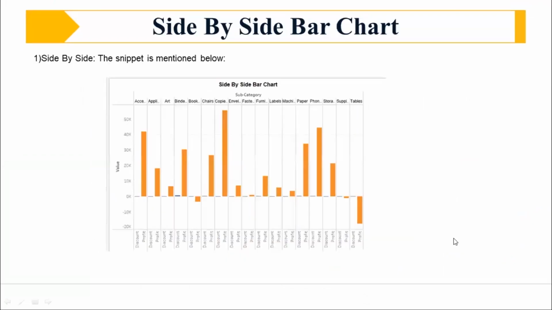Then the next chart that we have is a side-by-side chart, a side-by-side bar chart, basically representing the chart side by side. In this side-by-side bar chart, we would have two measures. For example, based on my categories or my subcategories, I'll be showing a profit and a discount. That way I'm going to work on it. So that is a side-by-side bar chart that we have over here.